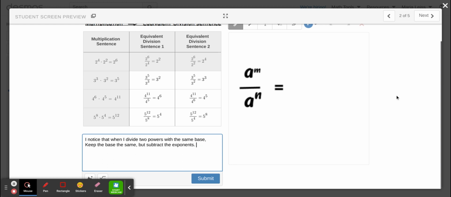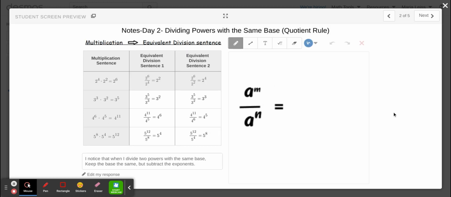Great, great job. So get that typed in there. There's your super secret rule. There's your shortcut. That's exactly how you skip all of this stuff. You go straight from the problem to the answer. So now let's come over here. This is what a problem will look like. A to the m power divided by a to the n power.